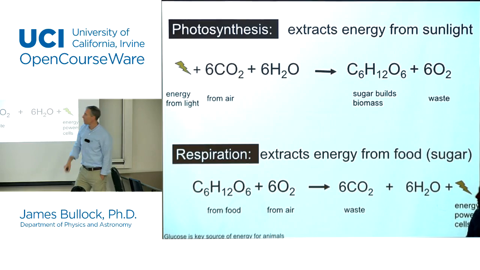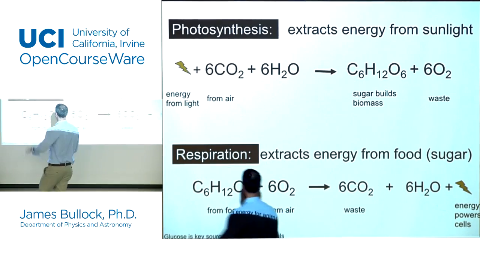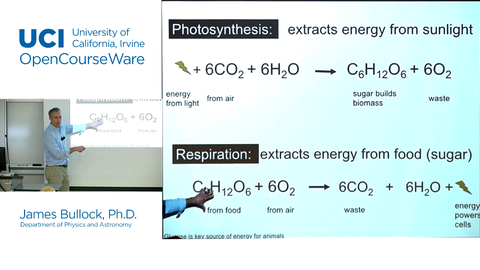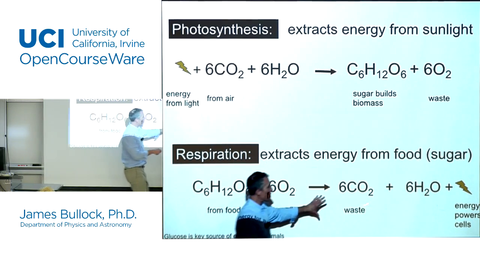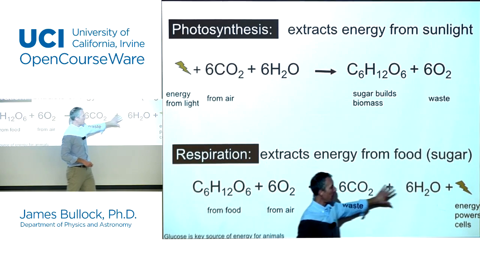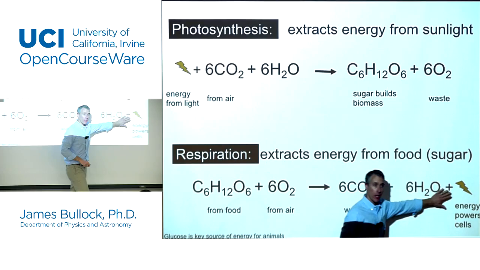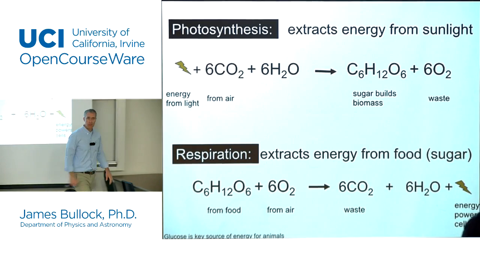What animals do is they eat this stuff, okay? See this same sugar that makes plants? If an animal eats a plant, it's effectively getting this back, okay? Then it takes oxygen from the air, this is a respiration process, turns that into waste carbon dioxide and water and energy. And this is the energy that powers the cells.